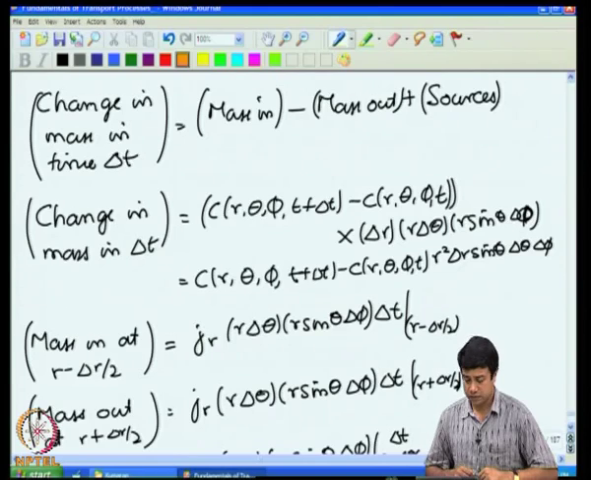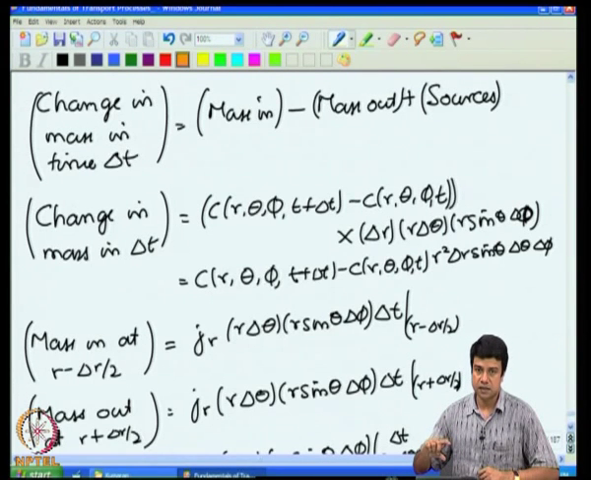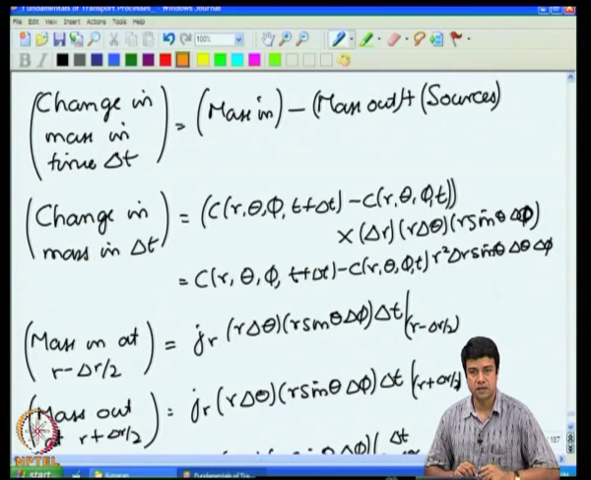Once you have that, you just write the balance equations as usual. Change in mass in times delta t is equal to c at r, theta, phi, t plus delta t minus c at r, theta, phi, t, multiplied by the volume itself. Volume is delta r in the r direction, r delta theta is the distance in the theta direction, and r sin theta delta phi is the distance in the phi direction.